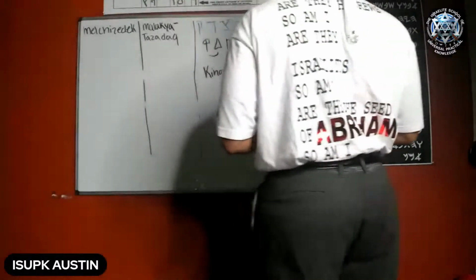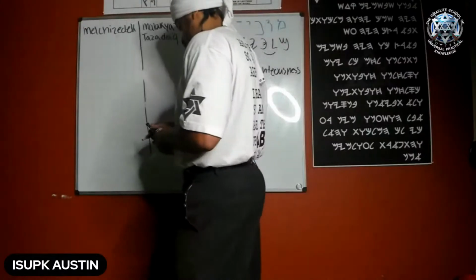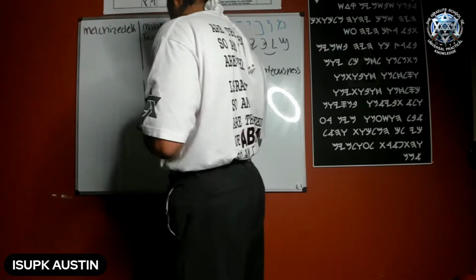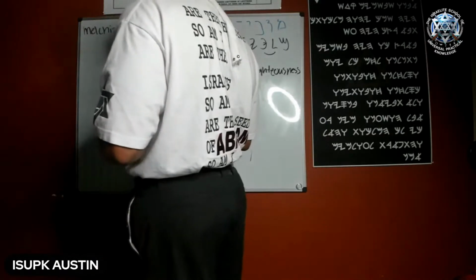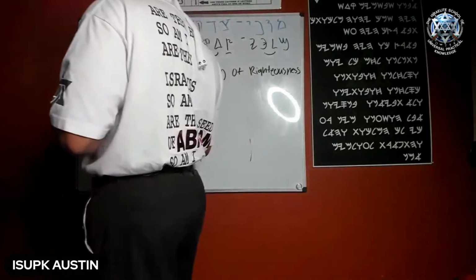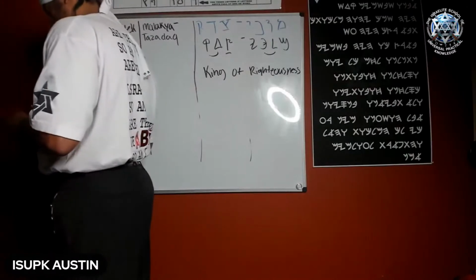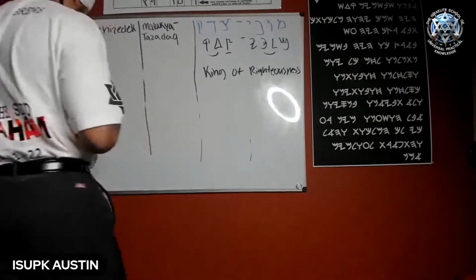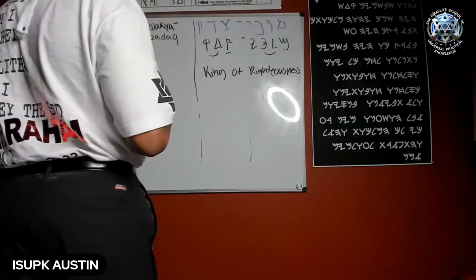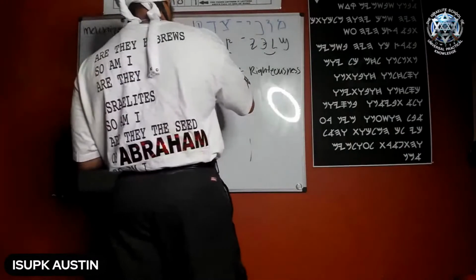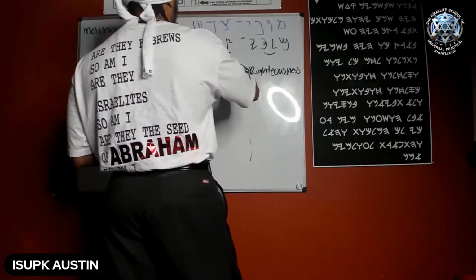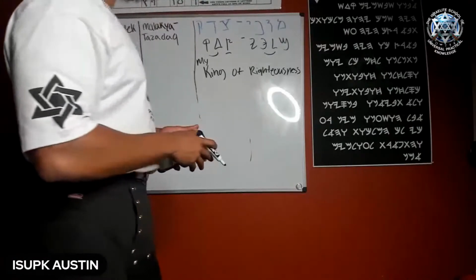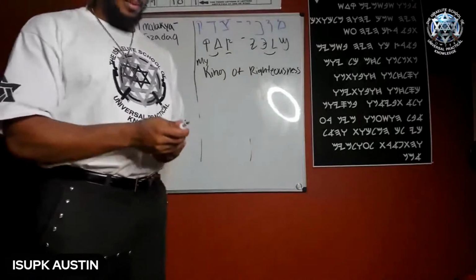All right. Let me look up. Now we can look it up in the Blue Letter Bible. My king. My king of righteousness. I don't want to get too much. My king of righteousness. We're not going to do that breakdown.